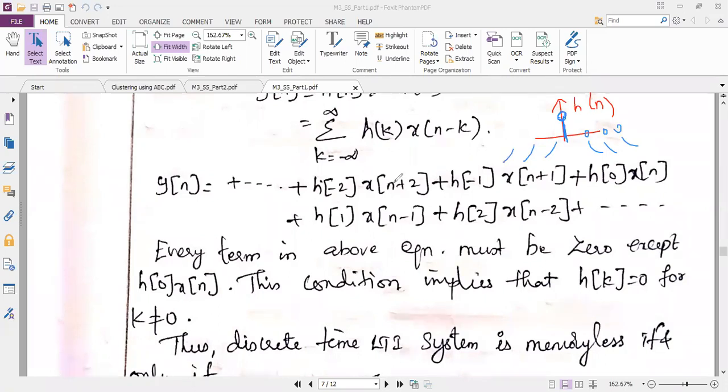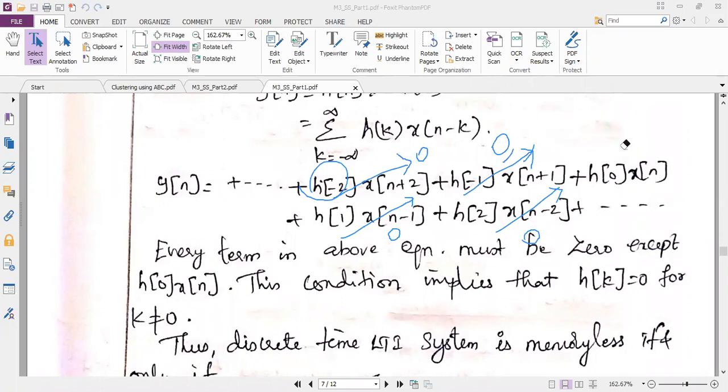So I can say my first term h of minus 2 into x of n plus 2 becomes 0. You know the reason, h of minus 2 is 0. Similarly, h of minus 1 into x of n plus 1 is also 0, and h of 1 into x of n minus 1 is also 0, and h of 2 into x of n minus 2 is also 0. So the only term which will be present in this equation is the term which I am highlighting now. The term is h of 0 multiplied with x of n.